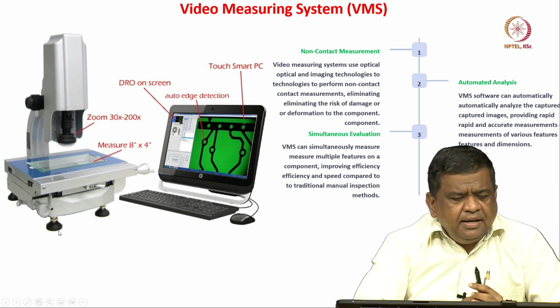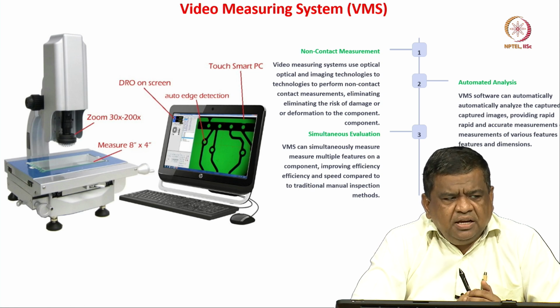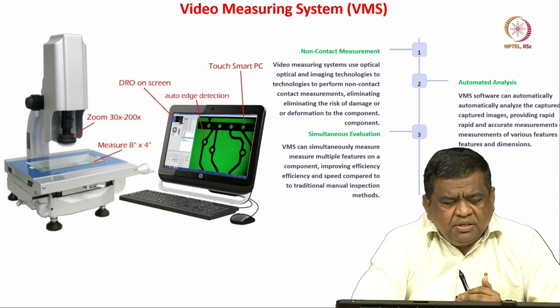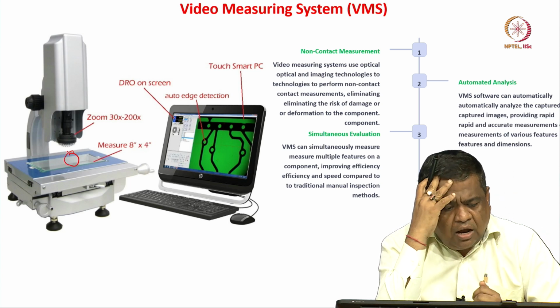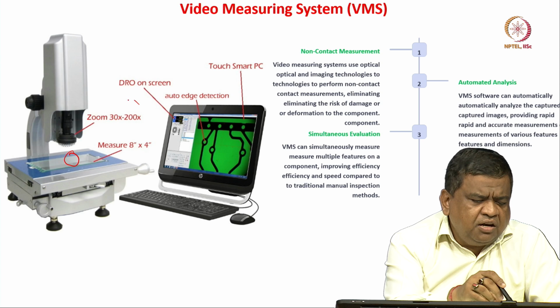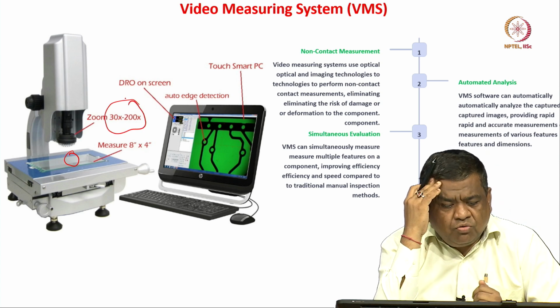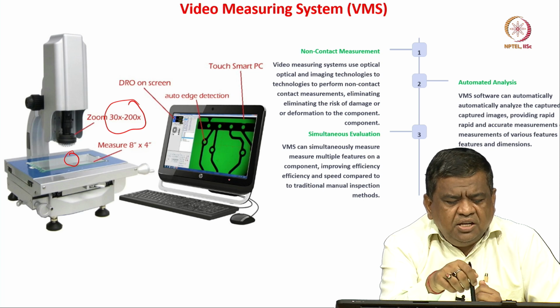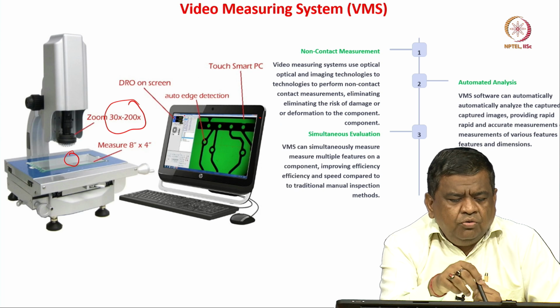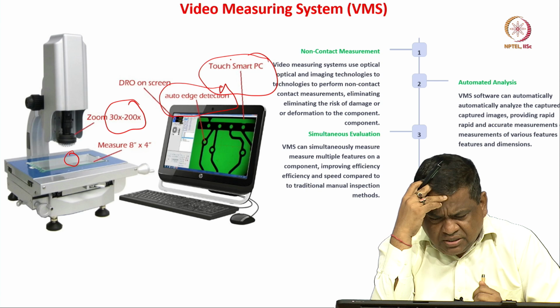The third one is the video measuring system. Now, the video measuring system is essentially based on non-contact measurements. You put the component here, this is your measuring component, and they use different zoom levels from 30 times to 200 times, like a microscope. Then you can essentially check the components on this screen, and you can do auto edge detection. This is essentially a touch smart PC.